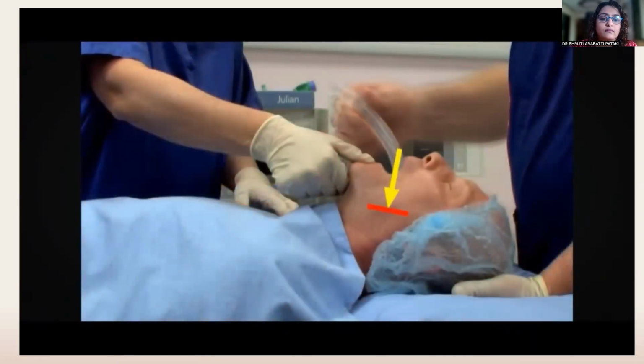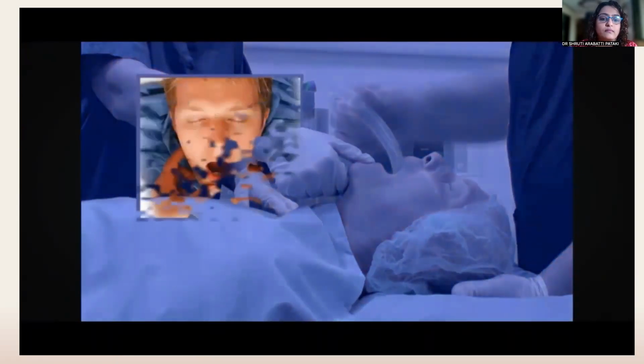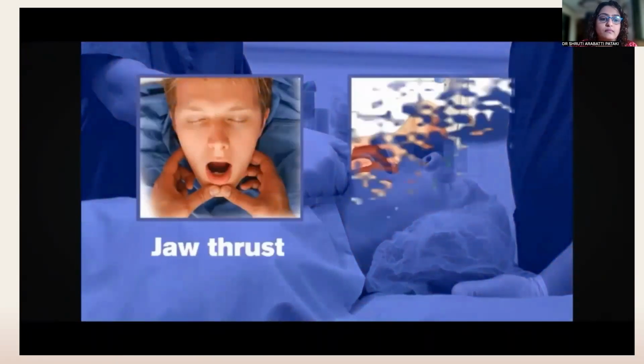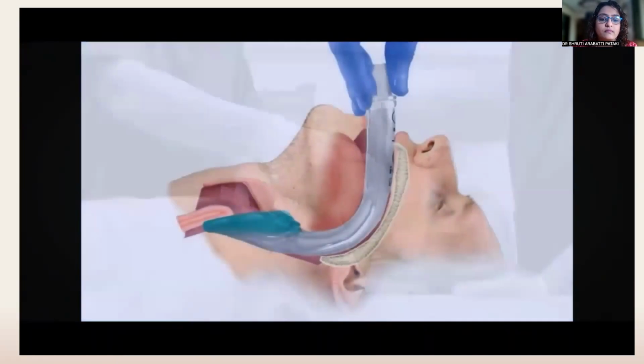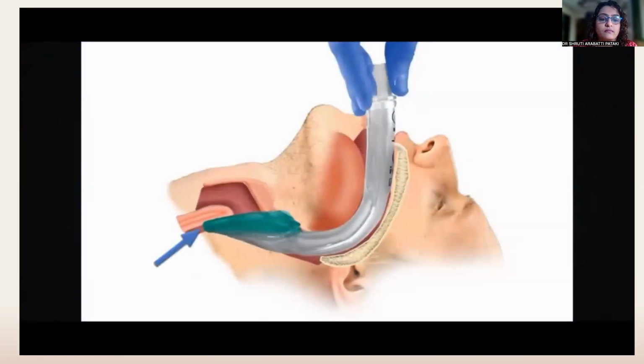If there is early resistance during insertion, a jaw thrust or insertion with deep rotation is recommended. When inserted to a definitive resistance, the tip of the i-gel should be located in the upper esophageal opening, and the cuff should be located against the laryngeal framework. The incisors should be resting on the integral bite block.